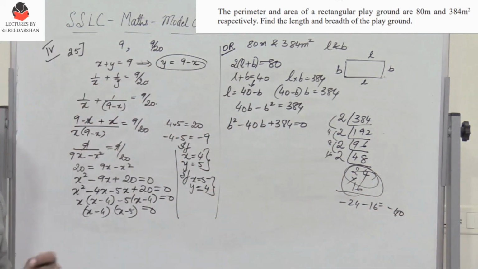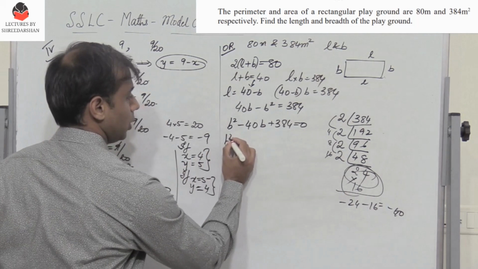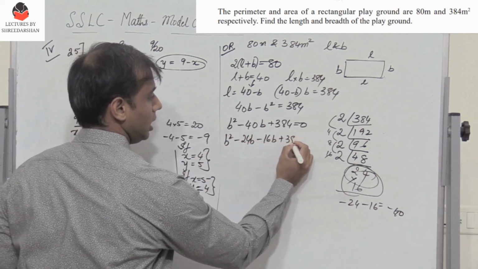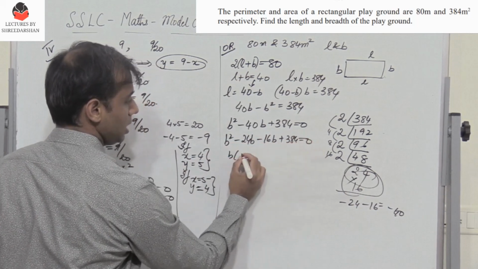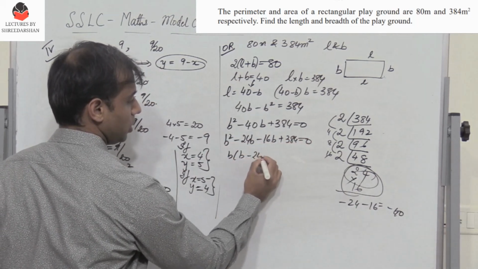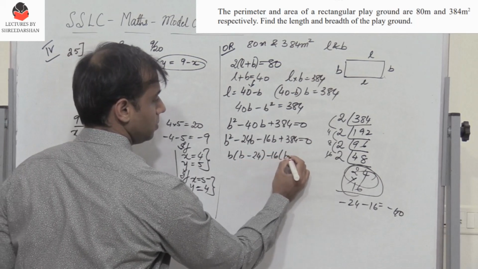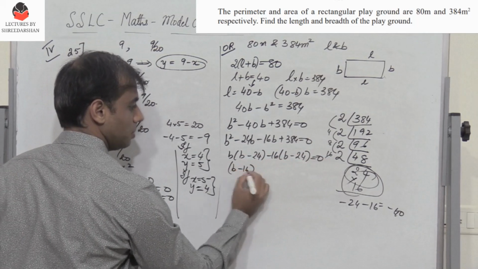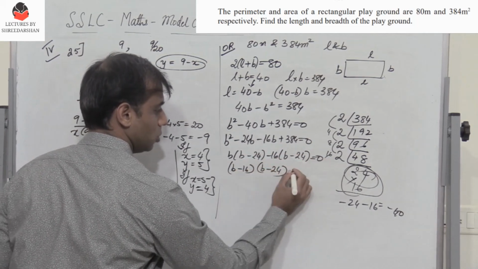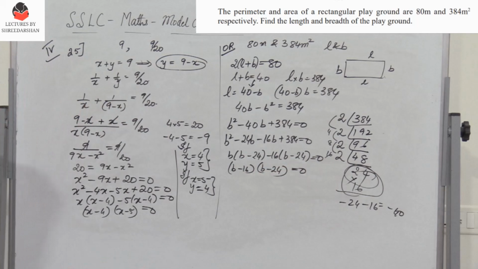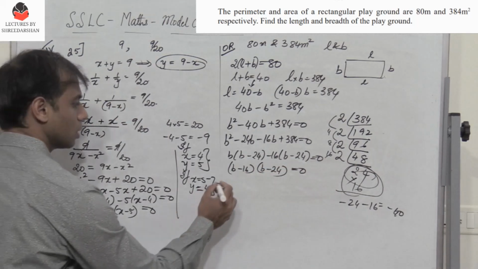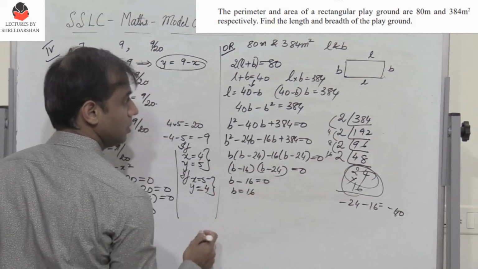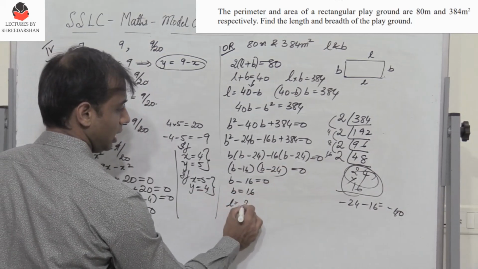So I've got the two values. So we have b square minus 24b minus 16b plus 384 equals 0. b into b minus 24, minus 16 into b minus 24 equals 0. So I have b minus 16, b minus 24 equals 0. So again you have two values just like how we got it here. b minus 16 equals 0. So b is 16. So if b is 16, what is L? L will be 24.